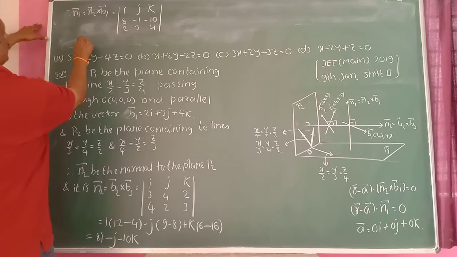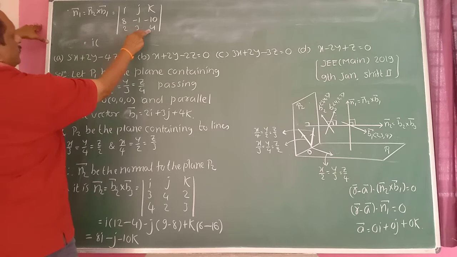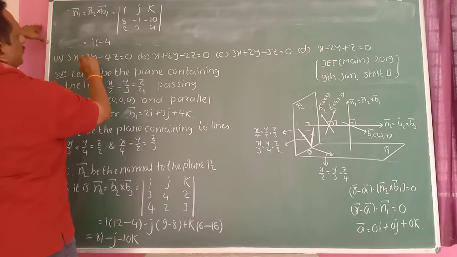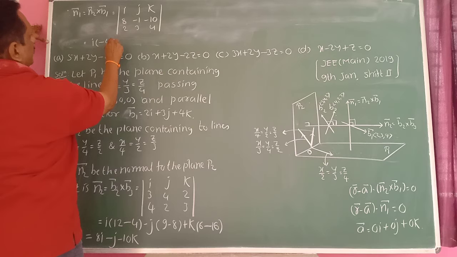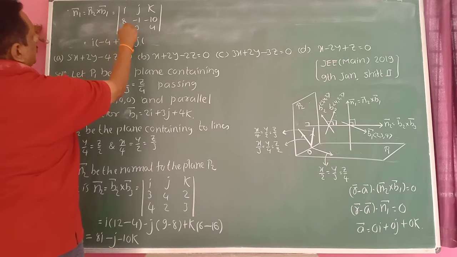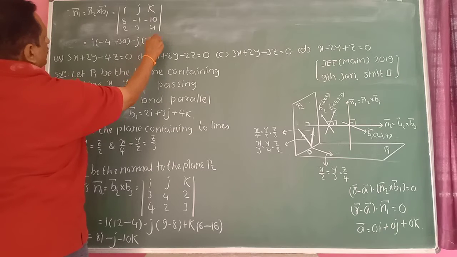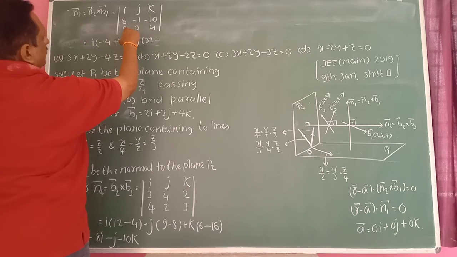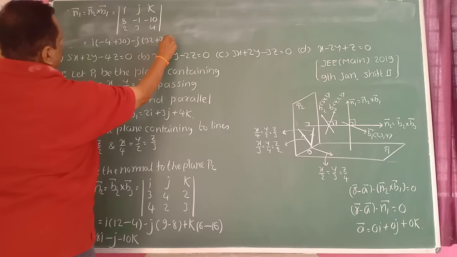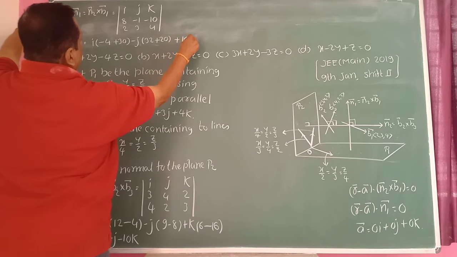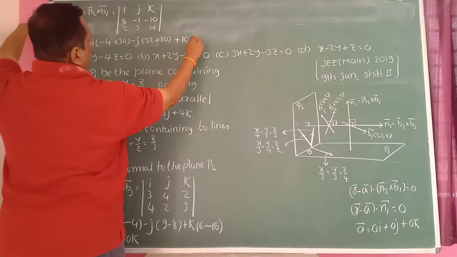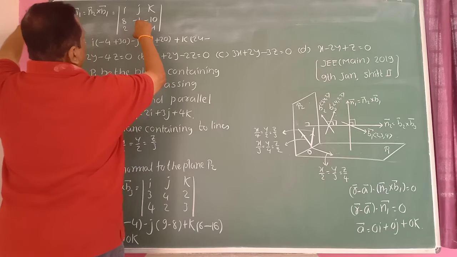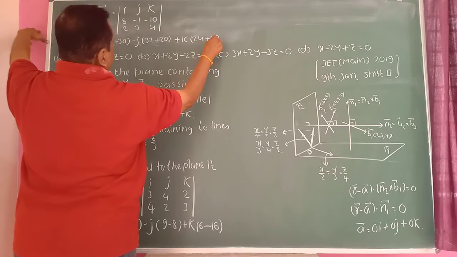This is equal to i into 4 ones are 4, minus 10 3s are 30, minus minus becomes plus 30, minus j times 8 4s are 32, minus 10 2s are 20, so minus minus plus 20, then k into 8 3s are 24, minus 2 1s are 2, minus minus plus 3.